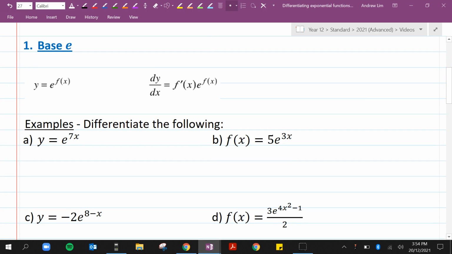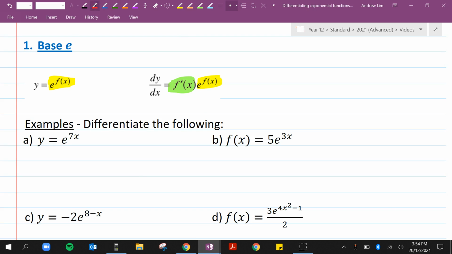So in your formula sheet, we've got this formula here. If we have the function y equals e to the f of x, when we differentiate that, we'll get f dash of x e to the f of x. So what that means is, we're going to write exactly the same thing, and then in front of that, we're going to write the derivative of the power.